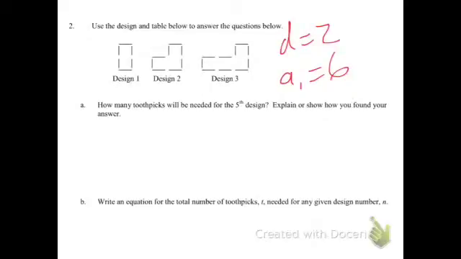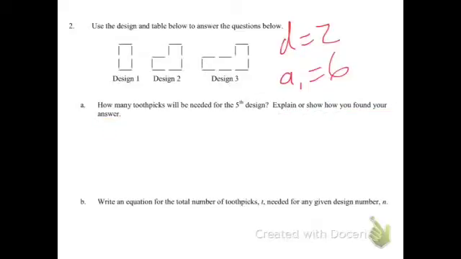So picking up on number 2, I notice I have a common difference of 2 and a starting value of 6. So that'll really be information to be useful later. How many toothpicks will be needed for the 5th design? Explain or show how you found your answer.